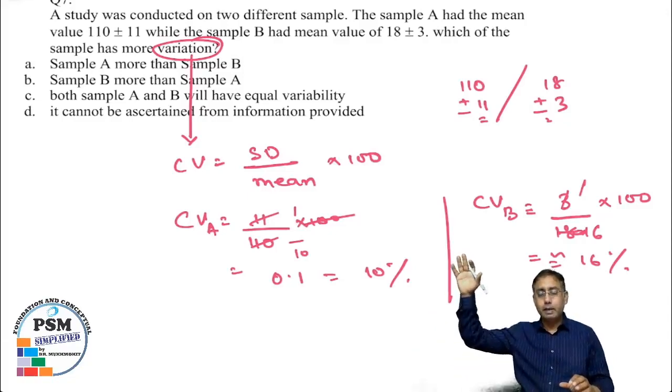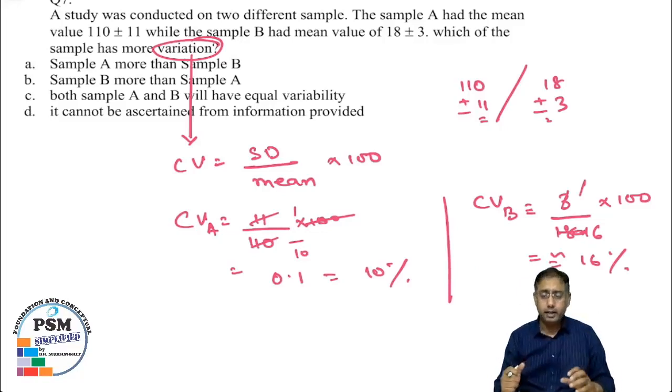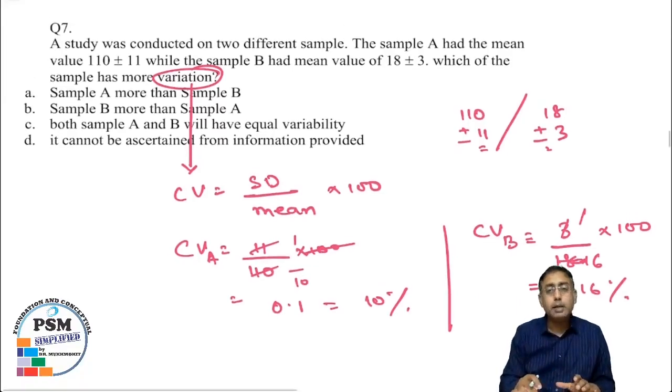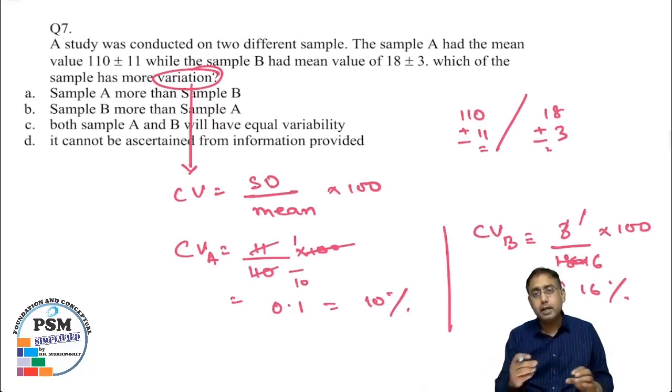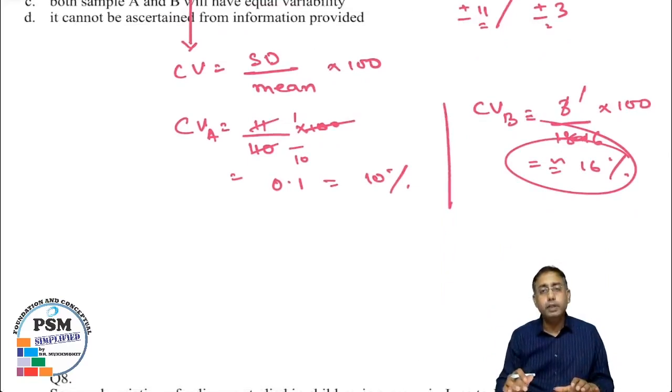So this B sample varies a lot. This A sample is closely knit. That is what it means. So does sample A have more variation or sample B? Sample B has higher variation. Why? Because it has a coefficient of variation of 16%.